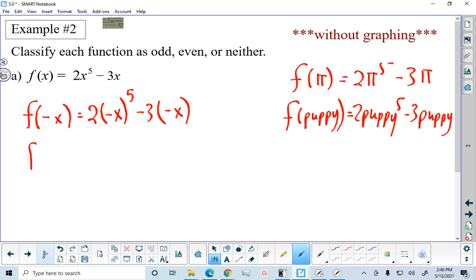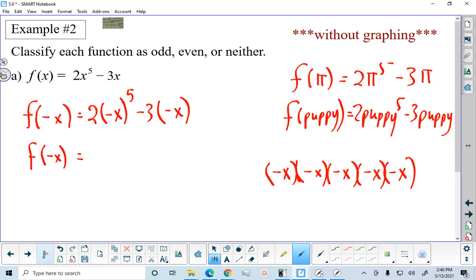So I'm going to simplify this using my knowledge that a negative base raised to an odd exponent means you're going to be multiplying the negative base by itself an odd number of times, which is going to create a negative result. So negative x in brackets raised to the 5 is the same as negative x to the 5. And we've got a coefficient of 2. Of course, we know negative 3 times negative x is positive 3x.